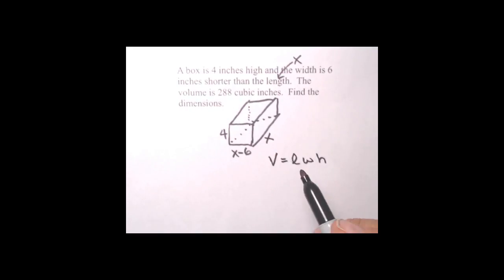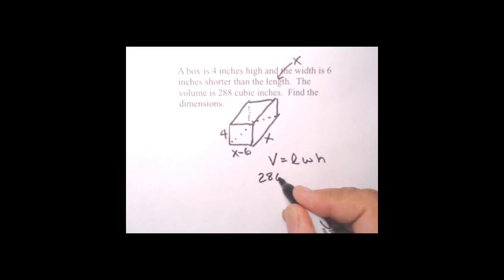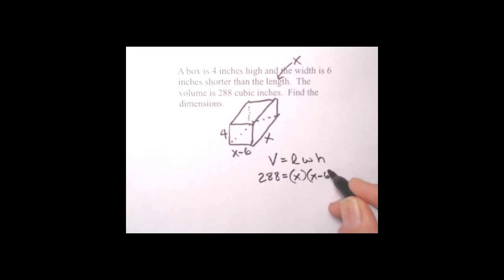Well, let's put the values in that we have here. The volume is 288 cubic inches. The length is x. I'll put all these guys in parentheses. The width is x minus 6. And the height is 4.